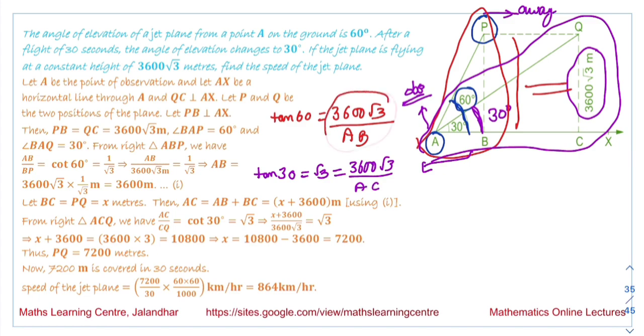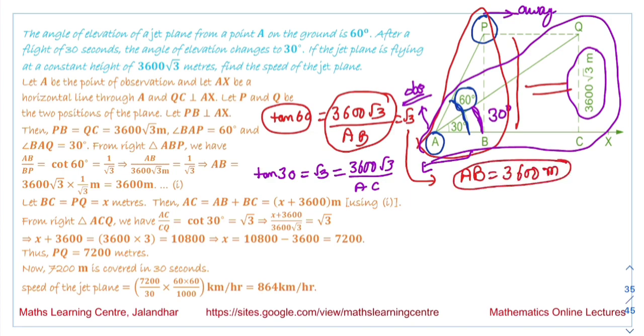Now from this first equation, tan 60 is equal to root 3. So the value of AB we obtain is equal to 3600 meters. This is the value of AB that we obtain. From the second equation, we are saying AC is equal to 3600 root 3 into root 3, so this is 3600 into 3 meters.